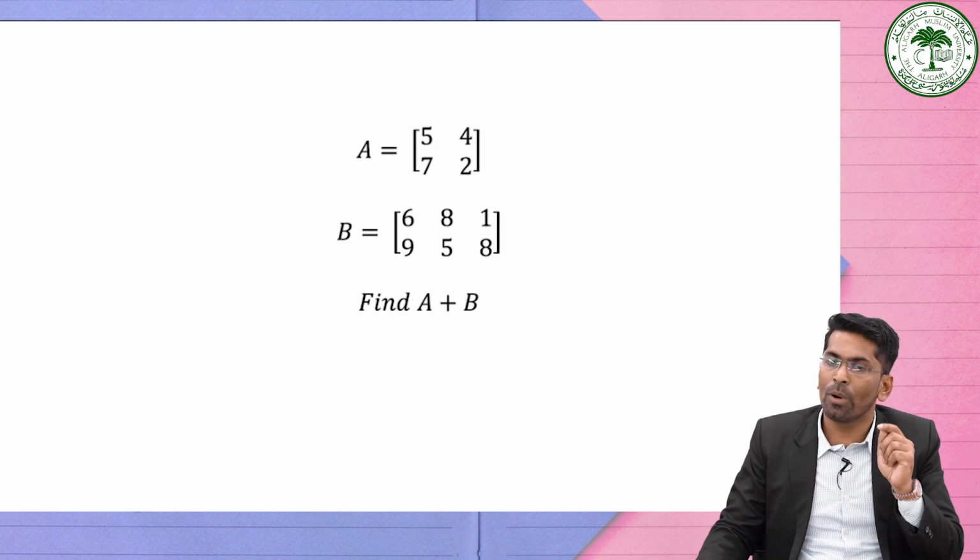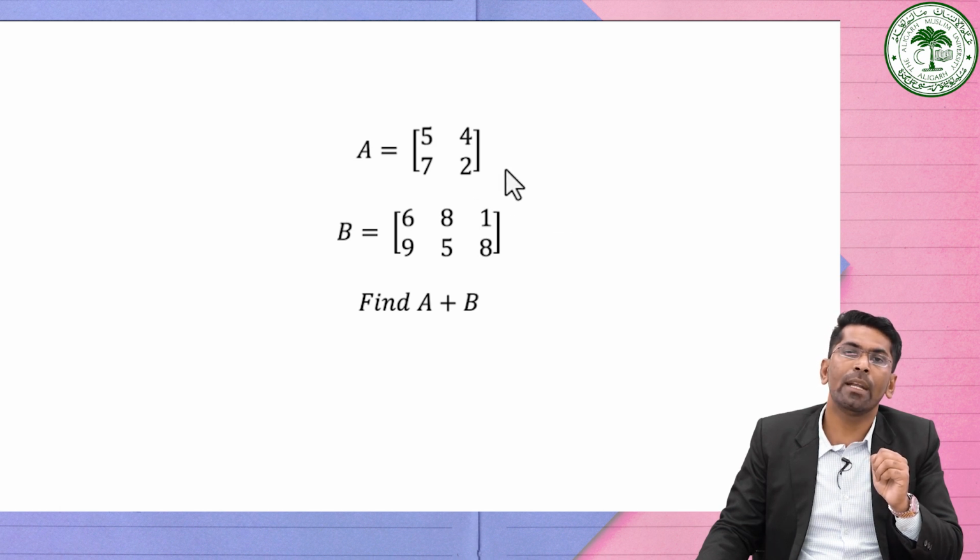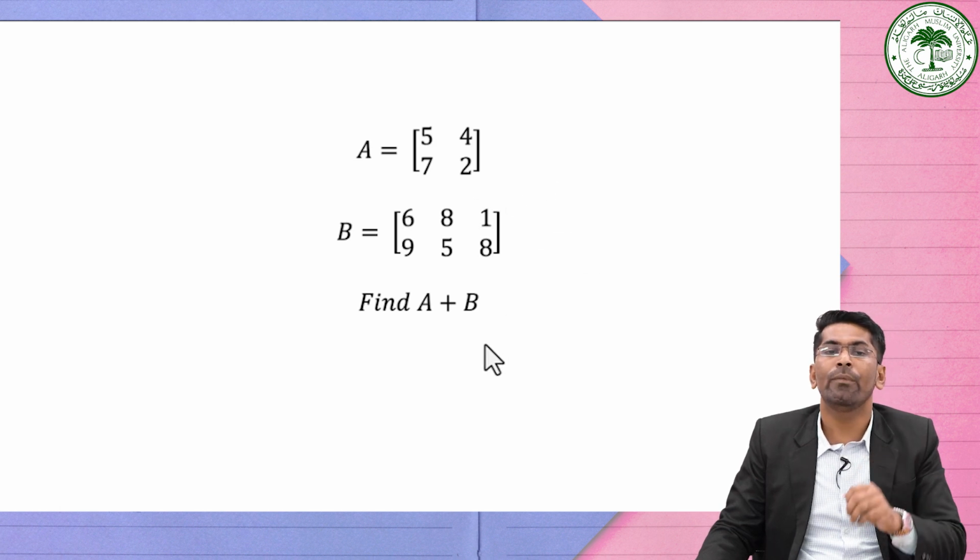Matrix addition is not possible when the matrices involved do not have the same dimension. In order for the matrix addition to be performed, the matrices must have the same number of rows and the same number of columns. So in this case, we have a different dimension so that we can't find A plus B.